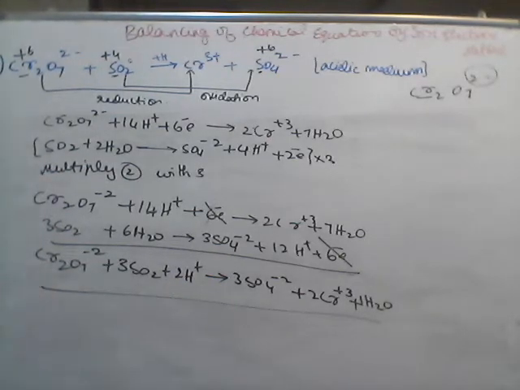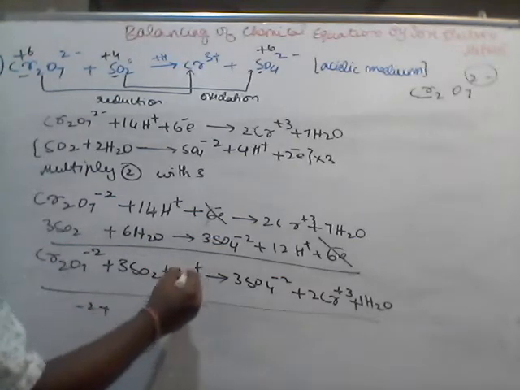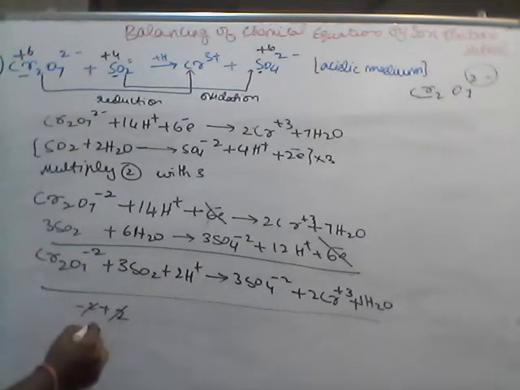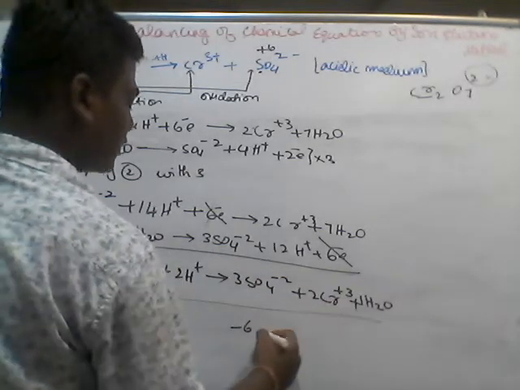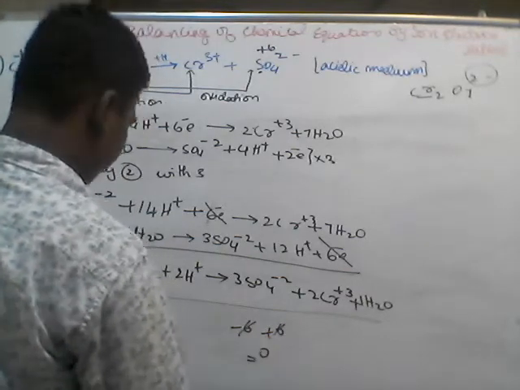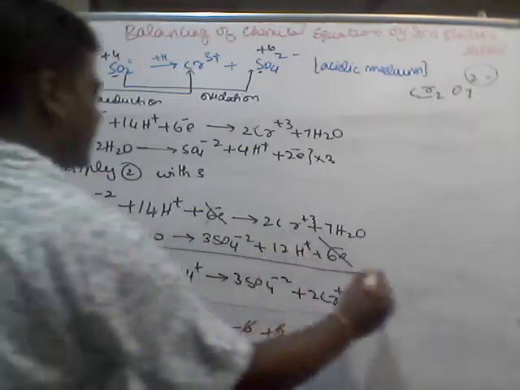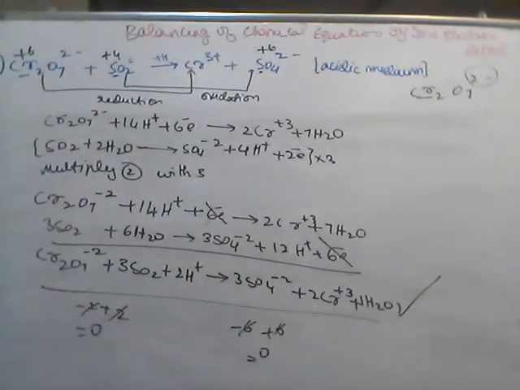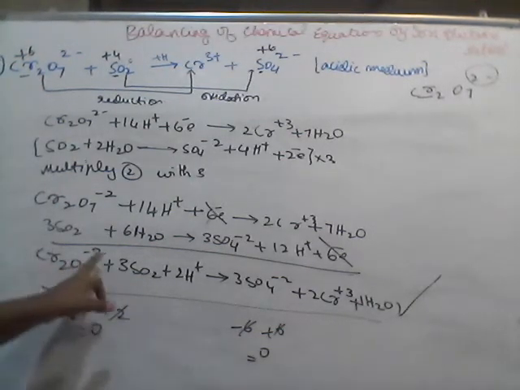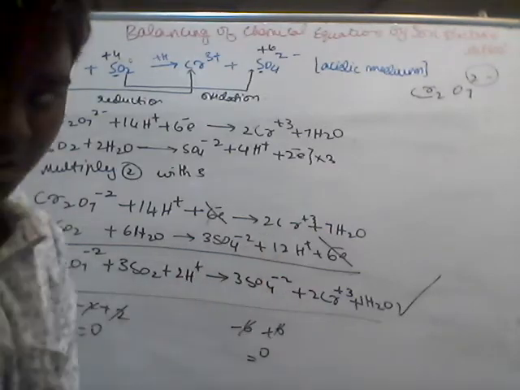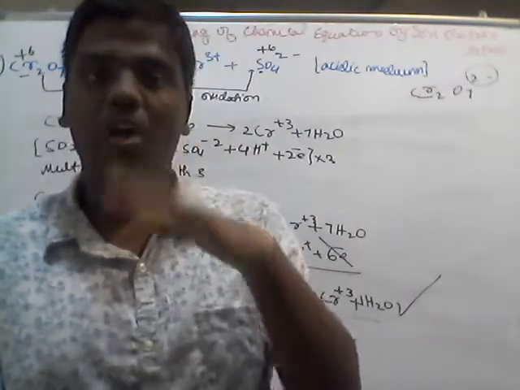Now how to check whether it's correct or not? Here total charge is minus 2 plus 2, which is nothing but 0. Coming to this, 3 2s are minus 6, 3 2s are plus 6, 0. Total charge here and here are the same, that is 0. So this equation is the correct equation. This is the method how we can check whether our balanced equation is correct or not, by checking the total charge present on it. This is the way how we balance an equation with the help of the ion electron method.